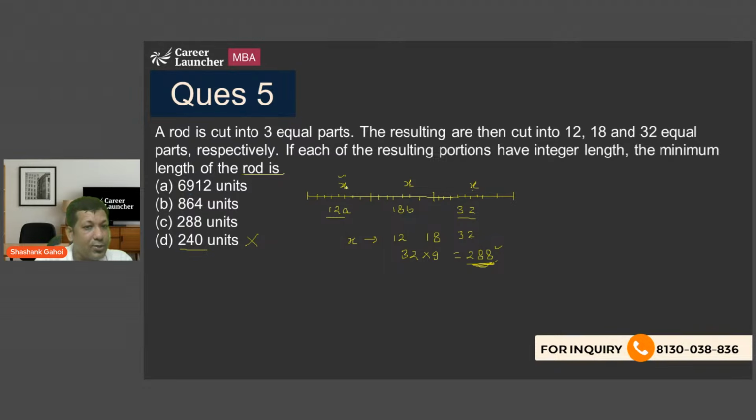But the length of the rod is not x. The length of the rod is 3x. So what is the smallest length of the rod? That is 3 into 288, and that comes out to be 864. So the answer of this question is going to be option B, not C. The most common error in this question: people generally calculate the value of x and mark the answer as 288, but read carefully that the length of the rod is not x, it's 3x. Fair?